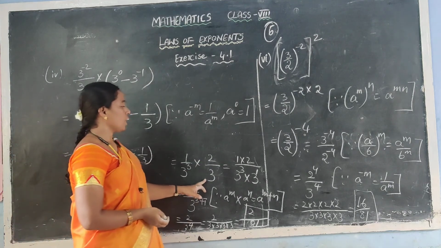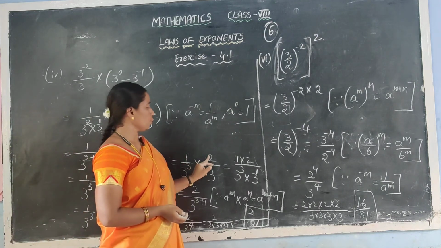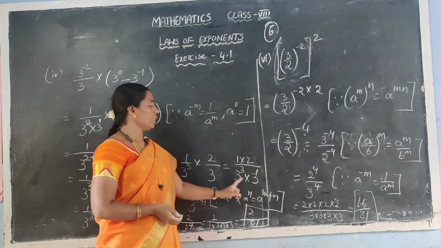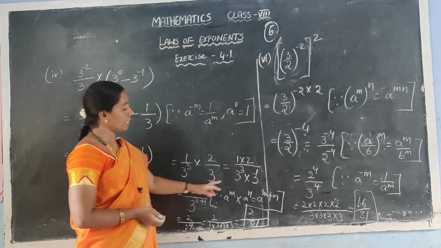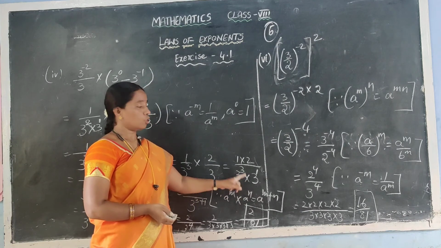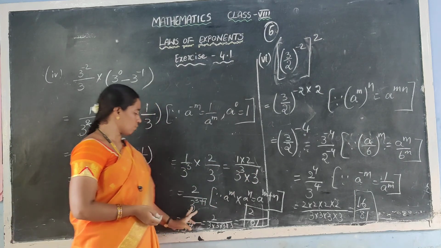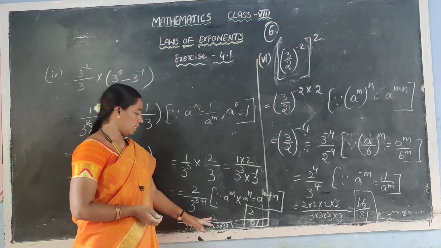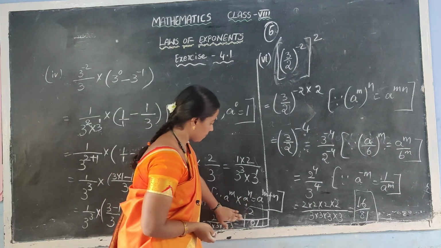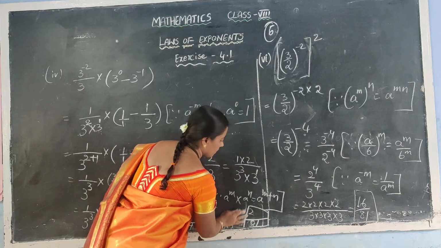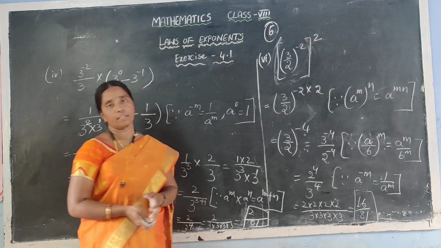2 by 3. Now the product of rational numbers. What is the product of rational numbers? Numerator into numerators by denominator into denominators. So 1 into 2 by 3 cube into 3. Again you see here, the bases are the same and the relation is multiplication, so we should add the powers now. So 2 ones are 2 by 3 to the power of 3 plus 1. So 2 by 3 to the power of 4 equals 2 by 3 into 3 into 3 into 3 equals 2 by, 3 threes are 9, 9 threes are 27, 27 threes are 81. So this is the answer.